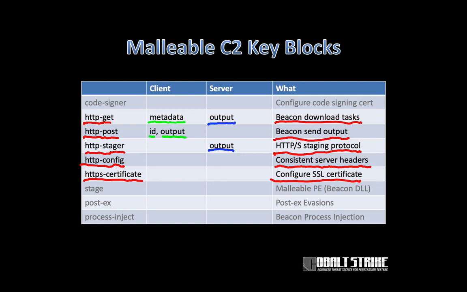A code signer, I'm not going to mention in this course, unfortunately, but I recommend you take a look at it. This is a block where you can configure a code signing cert, because Cobalt Strike, when it exports an executable or DLL, does give you the option to sign those files if you have a code signing cert.